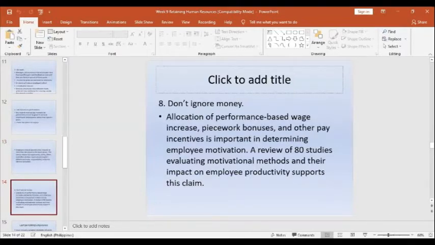And of course, we cannot ignore money. As I've said earlier, money is the first factor of motivation because it's the reason why we are working. You cannot ignore money as a means of motivating employees to improve their performance. Because if we evaluate motivational methods, according to a review of 80 studies, people are still motivated by money. That's why we don't ignore money. They are motivated, especially if you give them a reward. As an example, if you perform well, I'll give you a salary increase. Then these people will work hard to get the salary increase. So do not ignore money as a factor to motivate employees because, as I've said, this is the first factor, money.